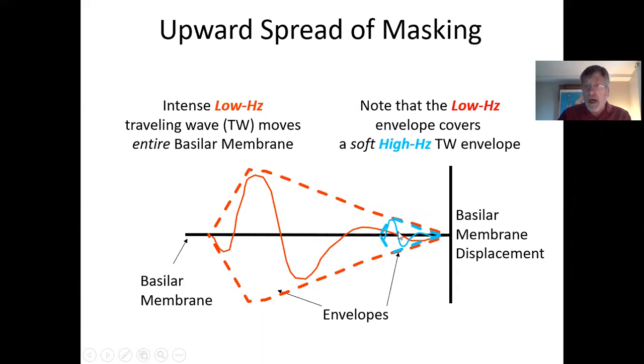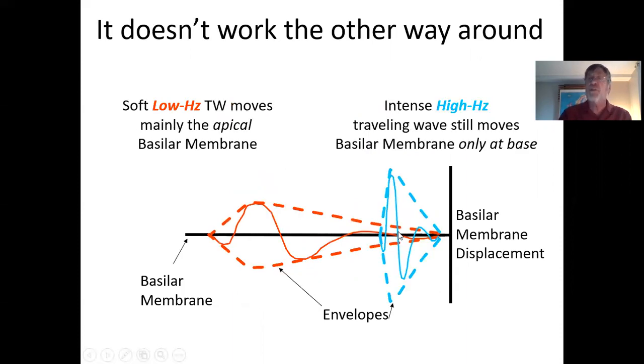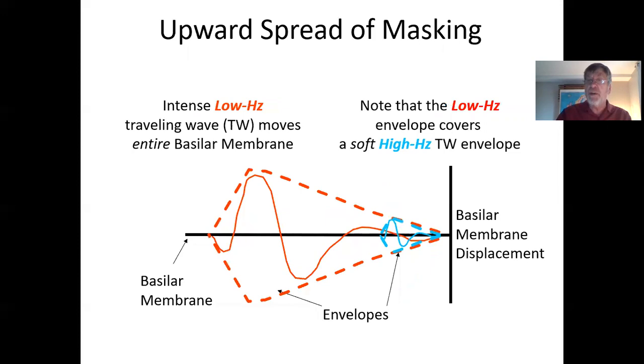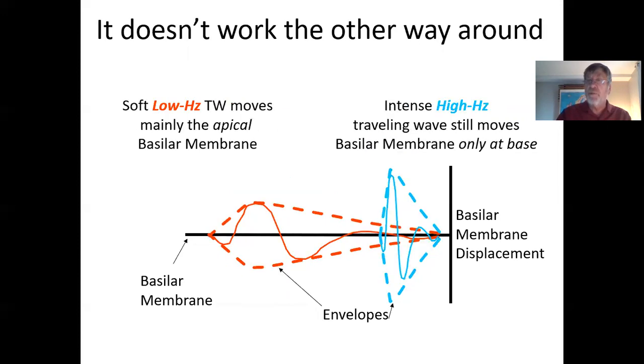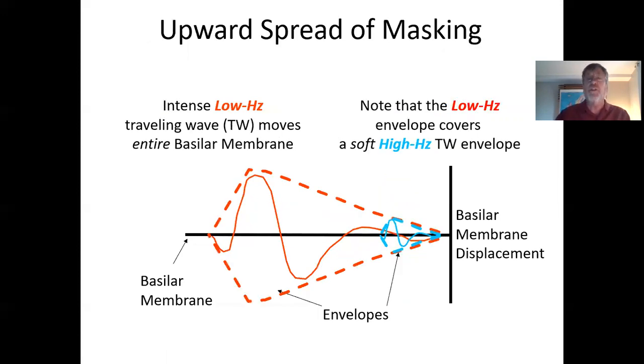Lows mask highs better than highs mask lows. You can have the soft rumbling of a truck outside and your canary can be really mad. She can peep all she wants, but that traveling wave, yep, it's going to get bigger, but it ain't going to go out here. See what I'm saying? Lows mask highs better than highs mask lows. And it's only because of the shape of the traveling waves.